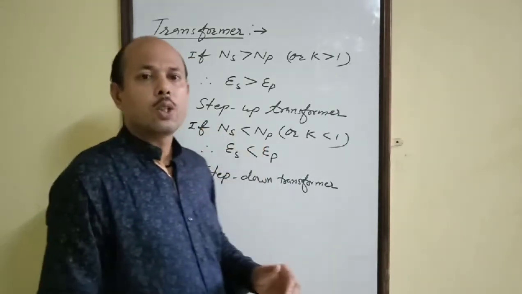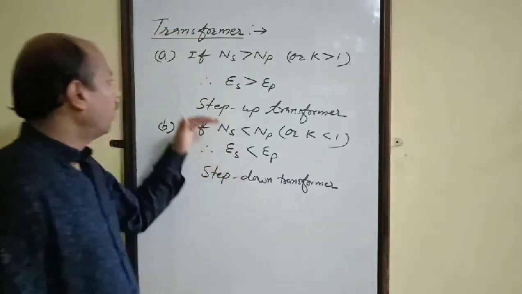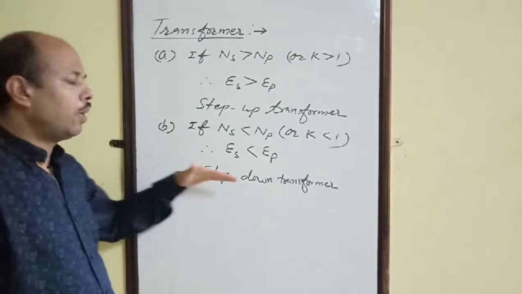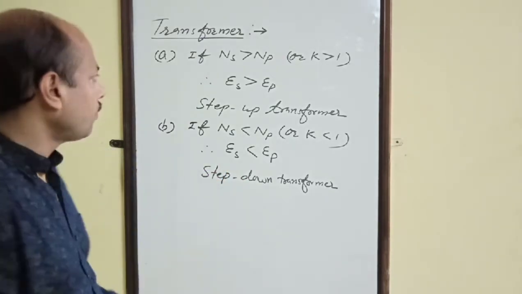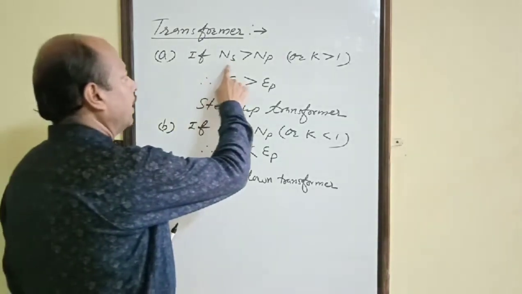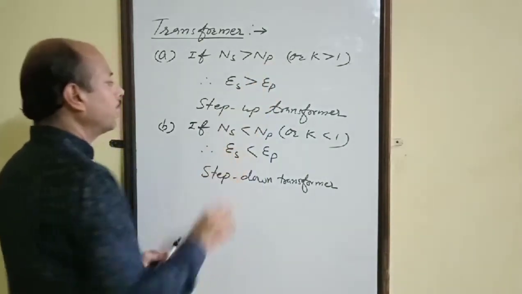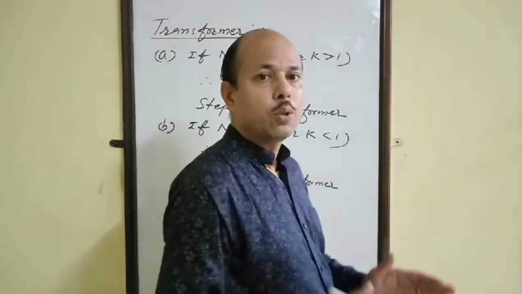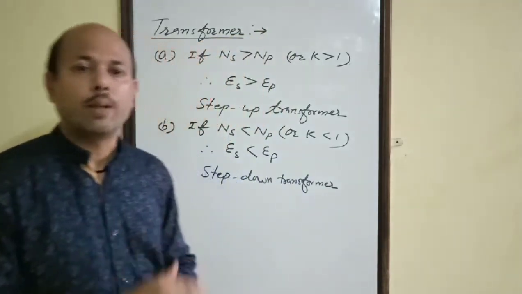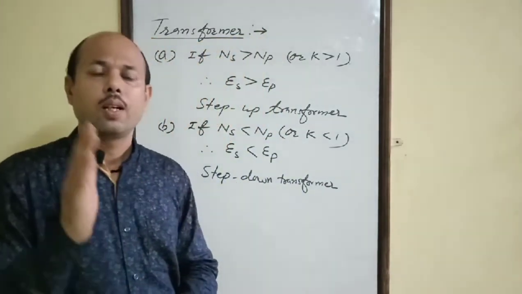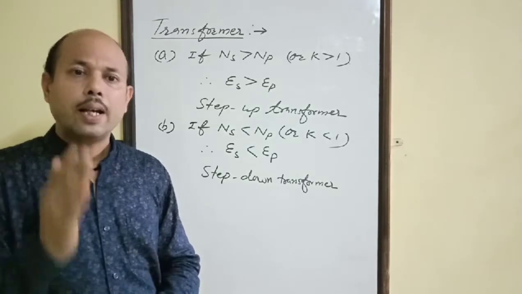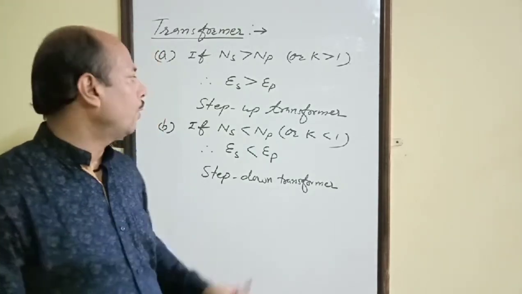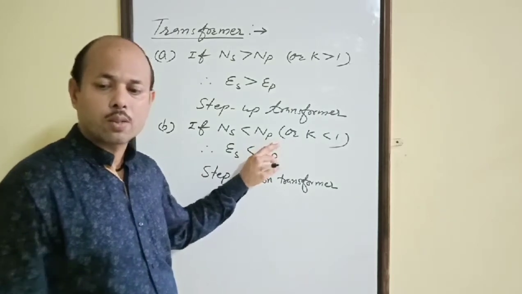These are the two types of transformer: one is the step up transformer, the other is the step down transformer. I think it is very easy. NS greater than NP here, and NS less than NP there. Therefore, whenever we have to increase the alternating EMF, we use a step up transformer, and if we want to decrease the alternating voltage, we use a step down transformer.